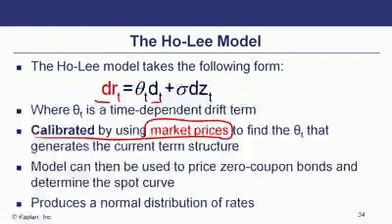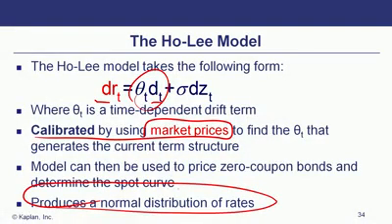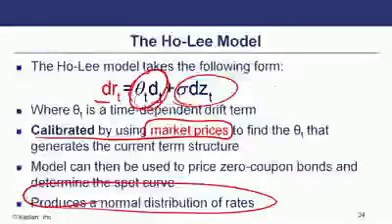Then once you do that, you're going to find this dt, or excuse me, the theta. Then you can use this to price zero coupon bonds and determine a spot rate curve. This is going to produce a normal distribution of rates. And what this allows us to do is alter the binomial interest rate models. This is something that has to be calibrated from what market rates look like today, and this is just another disturbance term that allows us to put some uncertainty into those interest rates.